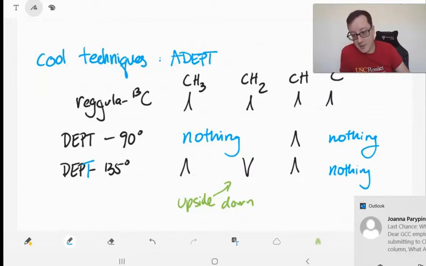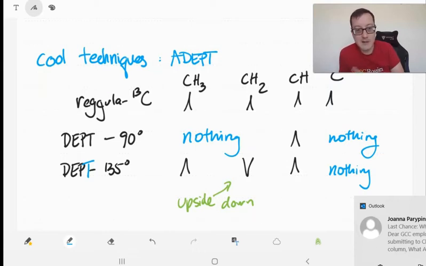Although this is not something that's required by the ACS right now, so sorry. It's a cool thing. It's more information, which is great.